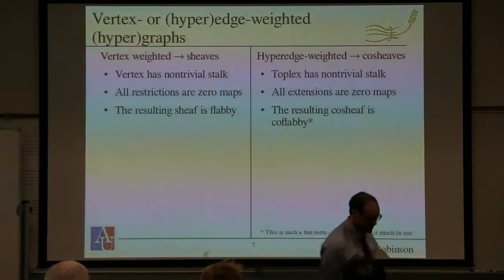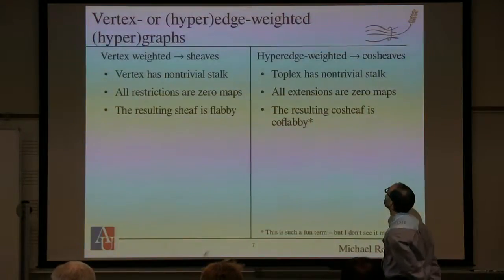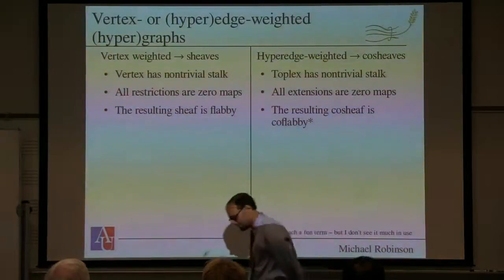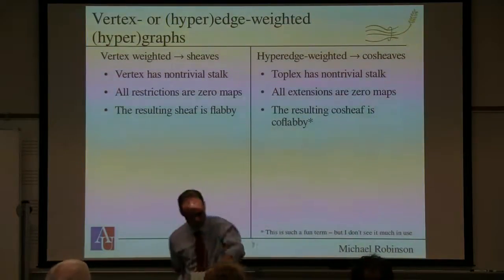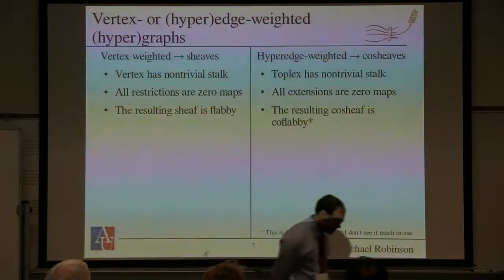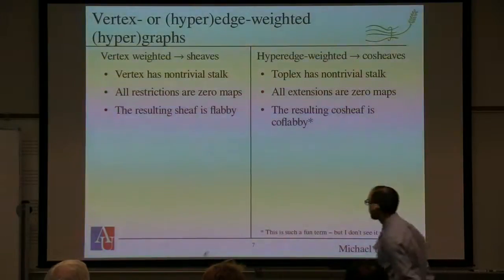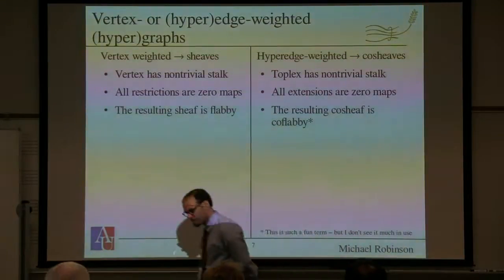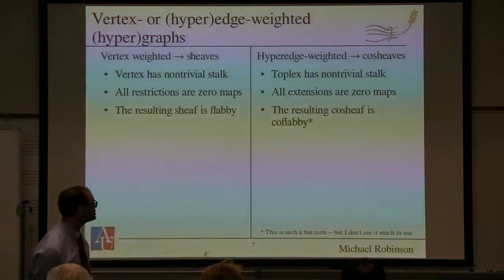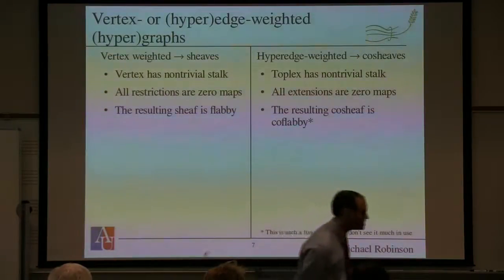On the other hand, if I have edge-weighted graphs, I showed you how to do that in the previous lecture. Naturally, these things turn out to be co-sheaves, as in the data lives on the higher dimensional cells and extends down to the lower dimensional cells. Again, all the extension maps are 0, so that everything matches up. I think the appropriate co-sheaf ought to be called co-flabby. I've never heard of that term before, but I strongly suggest that people use it. So this is new research. New linguistic research.